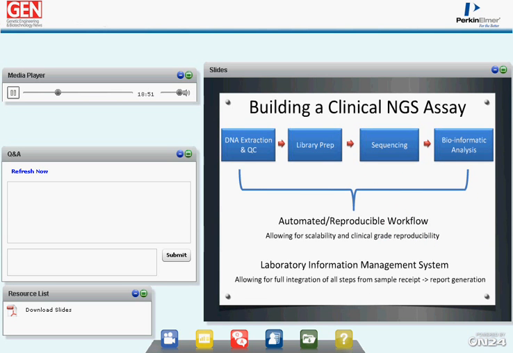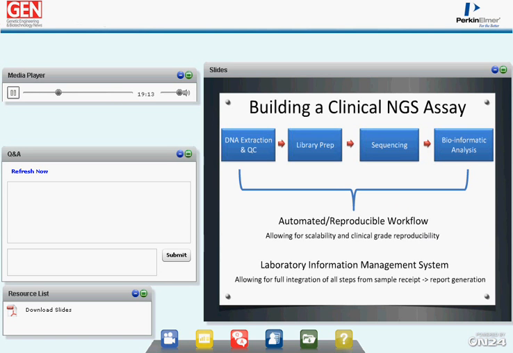On top of that, because we're doing this in a clinical setting, the assay needs to be so robust that we're able to achieve reproducible results from run to run. And so that requires us to have an automated or very highly reproducible workflow that allows us to scale as demand scales and to create this clinical grade data.